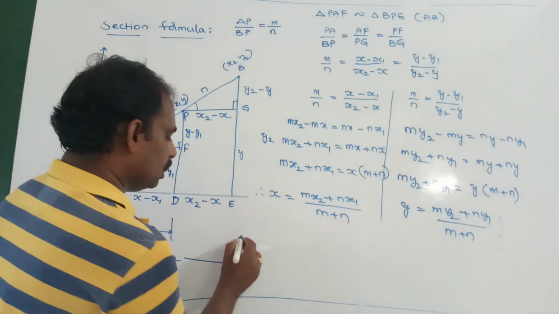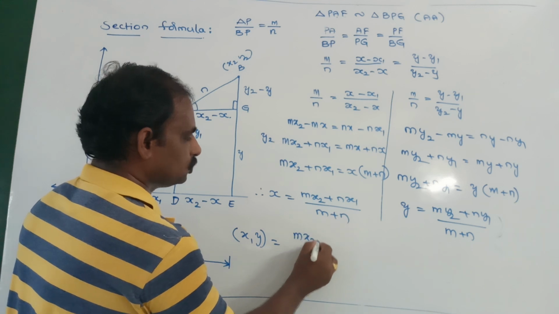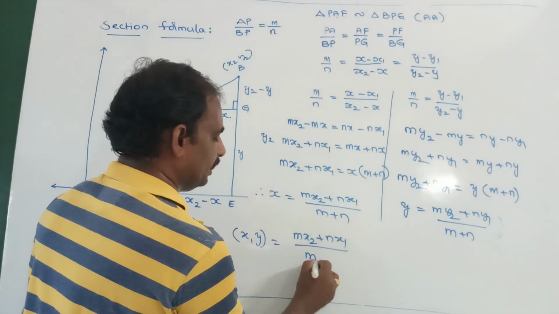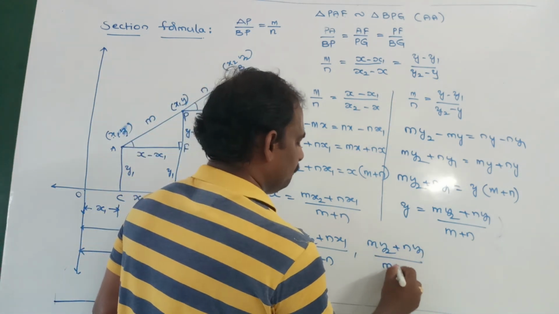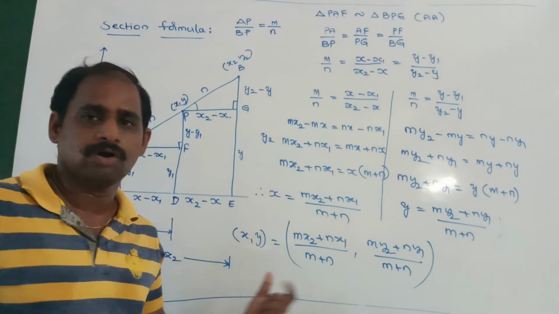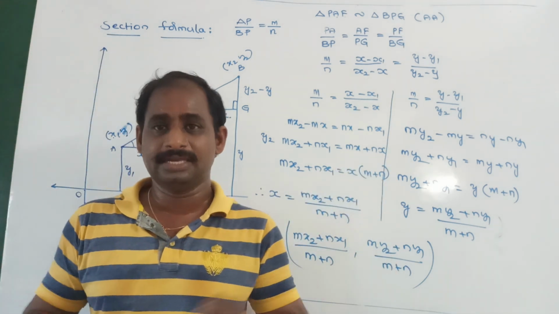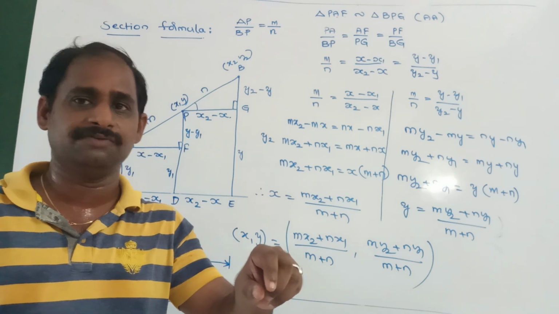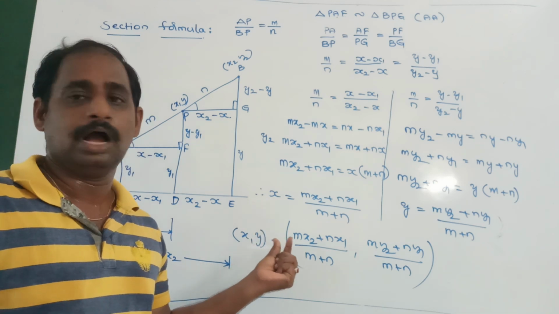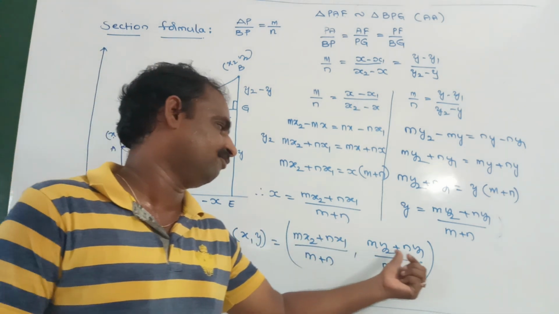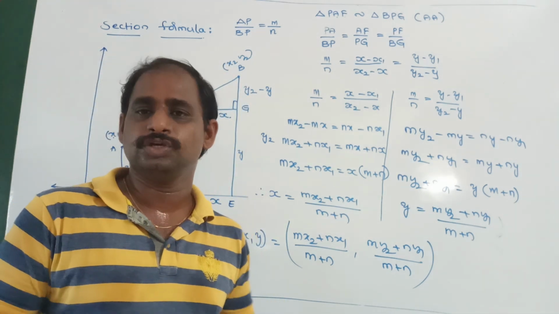So clearly the coordinates of P we have taken as x comma y. What is x? (Mx2 plus Nx1) by (M plus N), (My2 plus Ny1) by (M plus N). This is called section formula. It means if a line segment AB is divided by the point P which is inside AB, then the coordinates of P are (Mx2 plus Nx1) by (M plus N), (My2 plus Ny1) by (M plus N), where it divides in the ratio M is to N. I think you understand about this.